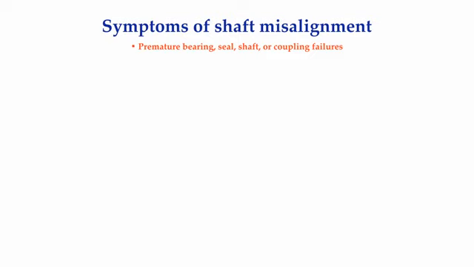Before we get into the more technical aspects of aligning machinery, let's take a look at what some of the symptoms of shaft misalignment are. One of the symptoms is that you will see premature bearing, seal, shaft, or coupling failures. First, we should talk about some very basic design principles of rotating machinery, starting with the rotating shaft and the bearings that support it.